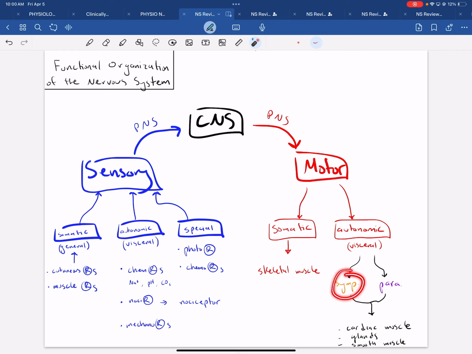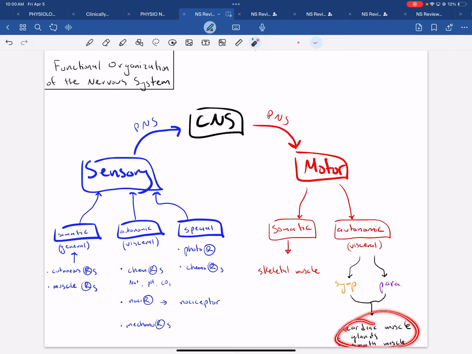And if it goes through the sympathetic division, it's going to alter these effectors in a way that increases your ability to fight or flee. And if it goes through parasympathetic, it's going to increase your ability to rest and digest, right?